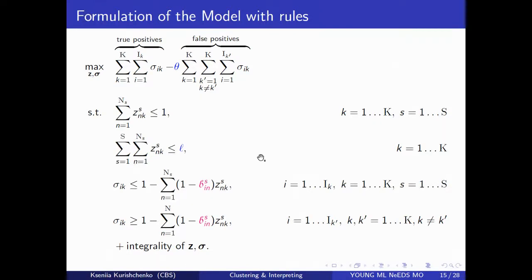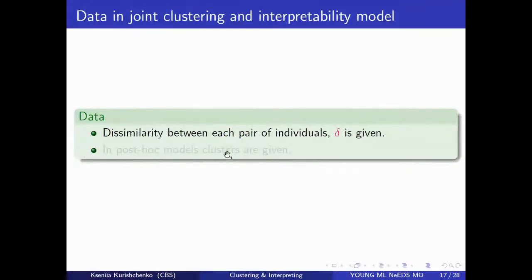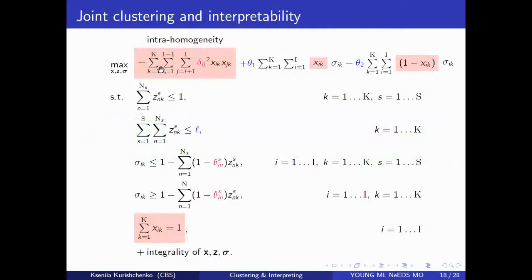So this model contains only the interpretability measure, which means that we are not doing clustering here. But we can adjust this model and insert clustering, and I will show you how we can do this. So now I want to show you joint clustering and interpretability. Just to remind you, now we don't have clusters, we will decide them in the model, but still we have the similarity between each pair of individuals. And voila, here we add an additional term, the inter-homogeneity term, and also we have to add several such constraints and terms here.